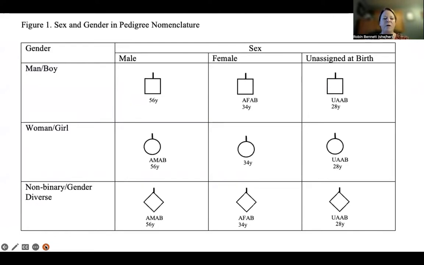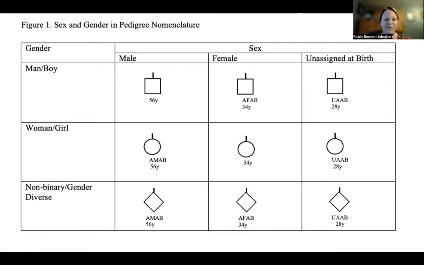So this is from our table, and it shows on the left the gender and across the sex. So the very first column, I don't know if someone can follow along with the cursor, but the first one there is a male. So this is a person whose gender is male, their sex is male, and they're 56 years of age. To the right is a person who is assigned female at birth. They identify their gender as a man, they're 34 years of age. And then unassigned at birth, this person's sex is unassigned at birth, they are a man or a boy, and they are 28 years old.